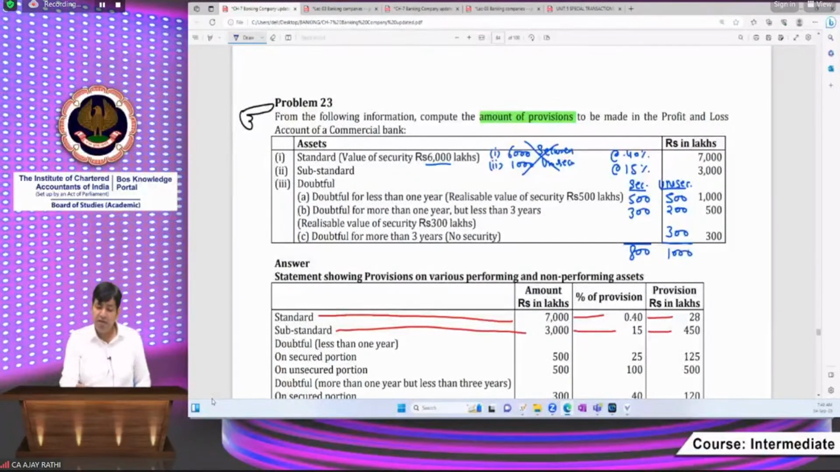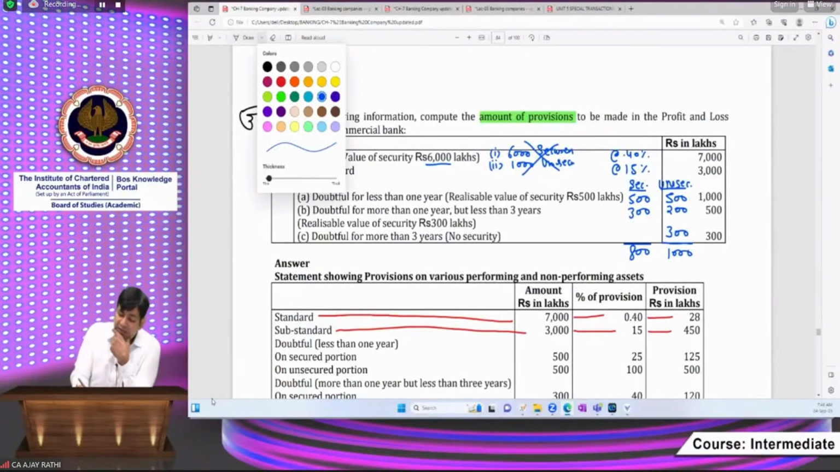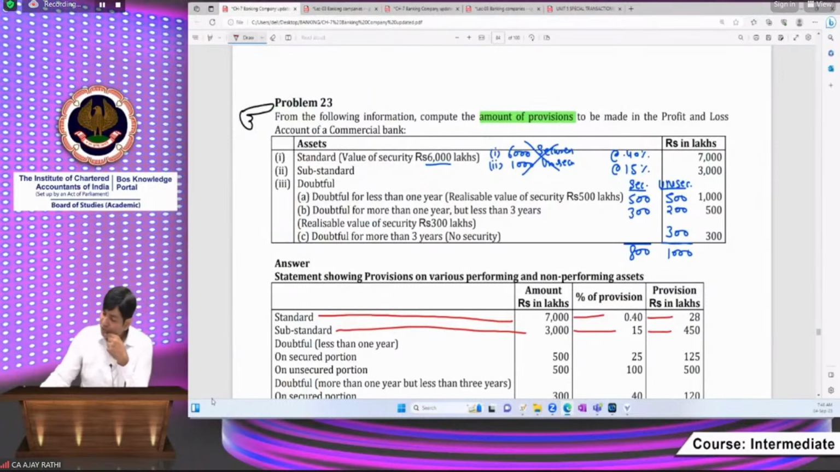Can I say in case of 1000 there will be 100% provision? Yes, of course. For this 100% provision will be there. It means 1000 will be directly the provision. There is no need to check whether that is more than 1 year, etc.